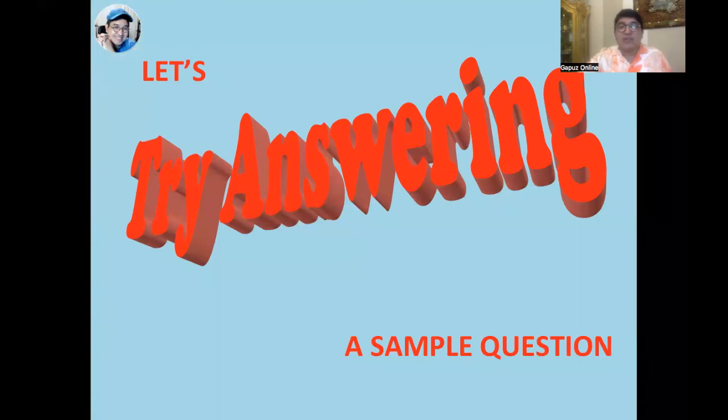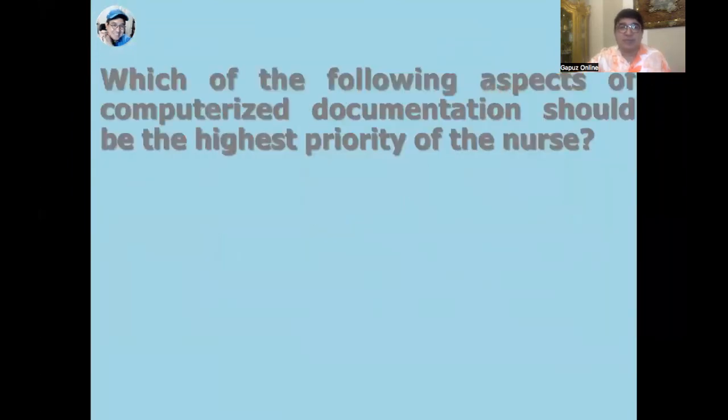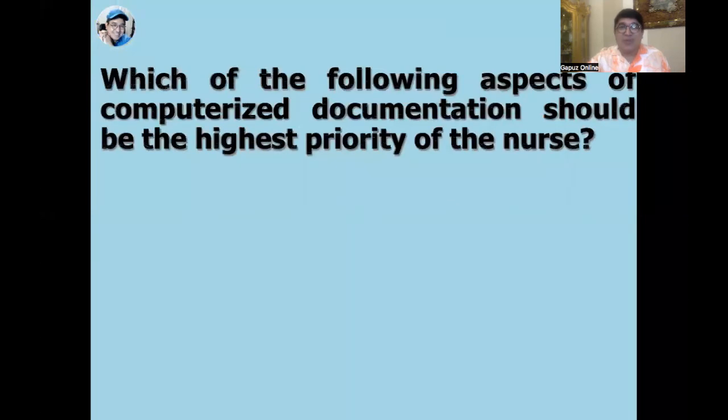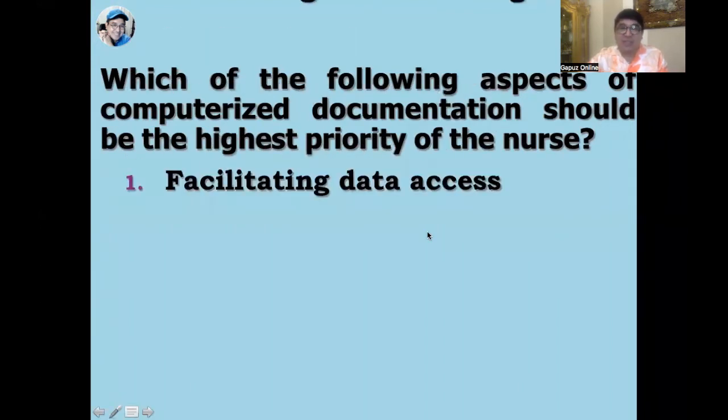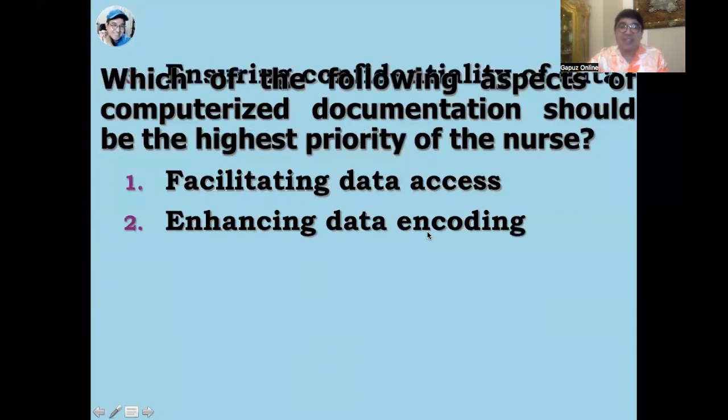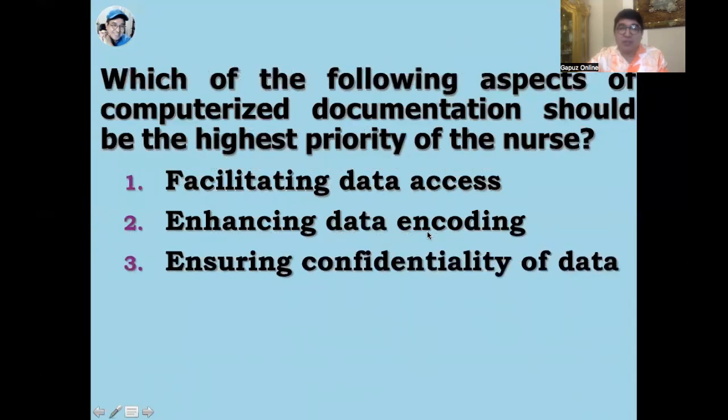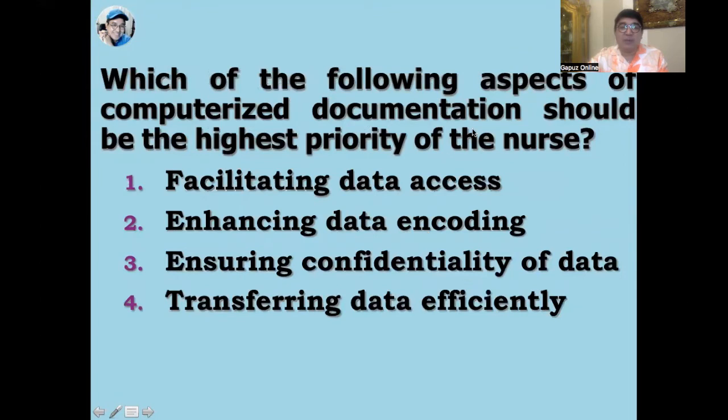So let's try answering a sample question. Which of the following aspects of computerized documentation should be the highest priority of the nurse? Is it facilitating data access, enhancing data encoding, ensuring confidentiality of data, or transferring data efficiently?